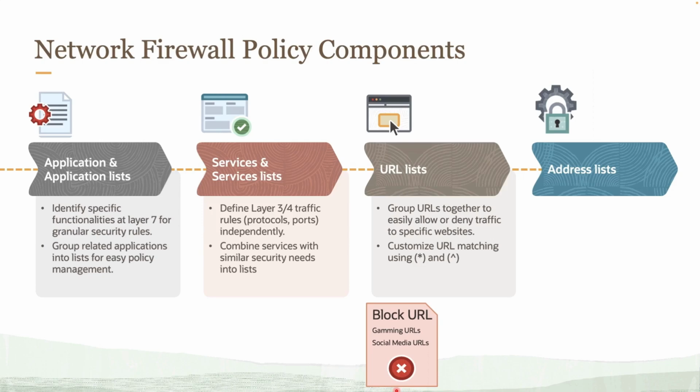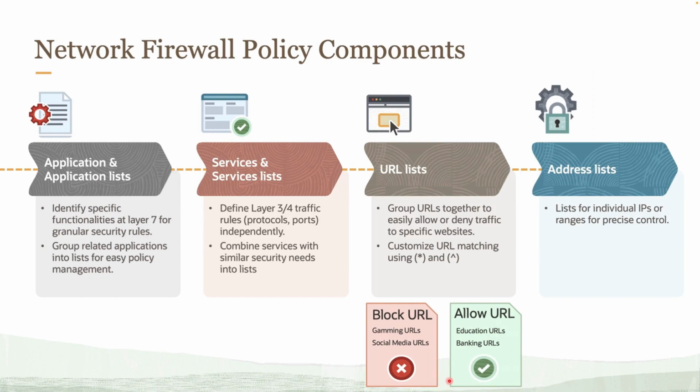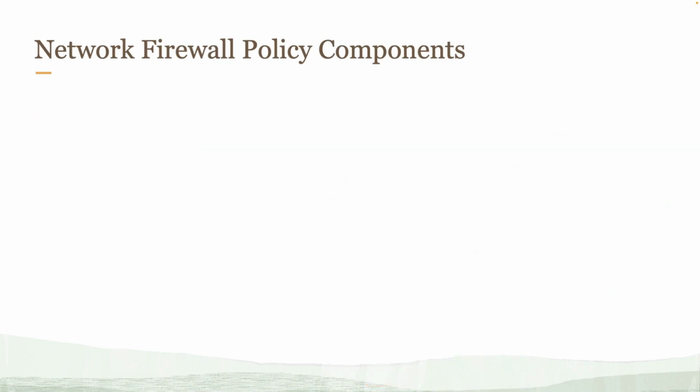In that case, we create a block list with all the gaming and social media URLs you want to block, followed by an allowed list for educational websites. The rule action can be configured using both lists to meet our requirements. We can use an IP address list to manage traffic to specific IP addresses or CIDR blocks, including both IPv4 and IPv6 addresses. After creating the list components, we move ahead to step 2.